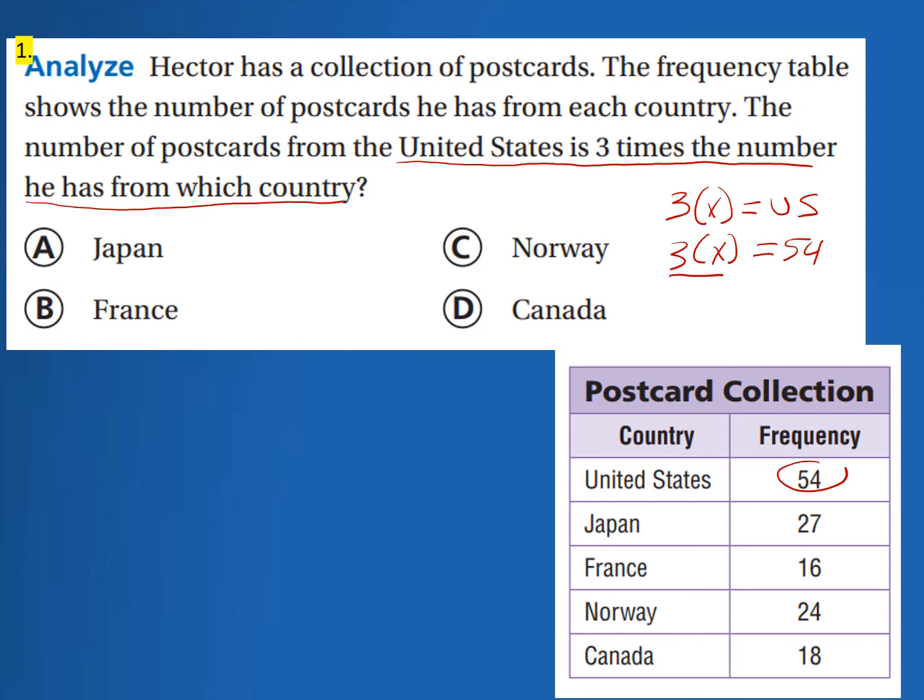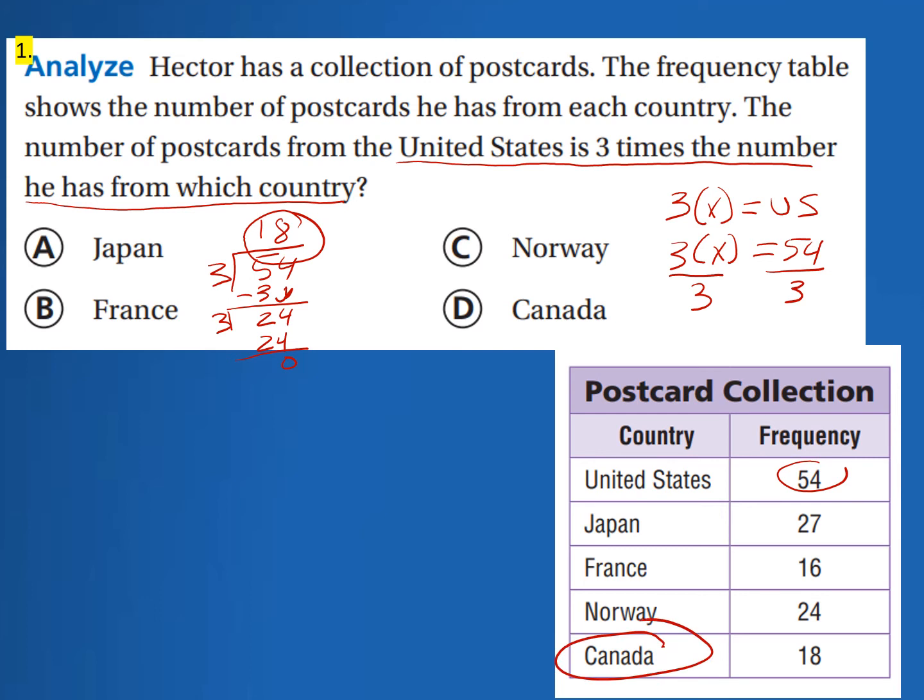What's the opposite of multiplication? That's right, division. So here I divide by 3. And if I divide 54 by 3, 3 goes into 5 one time. 5 minus 3 is 2. 2 is less than 3, so I'm good. Bring down the 4. 3 goes into 24 8 times. No remainder, so my answer is 18. So which one of these countries has a total of 18? And the answer is Canada.